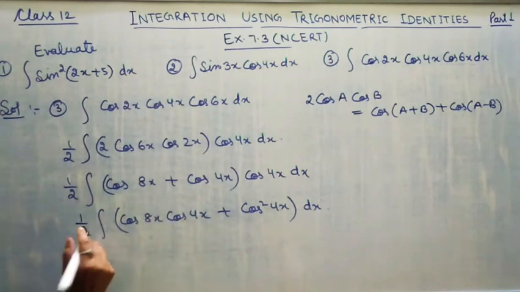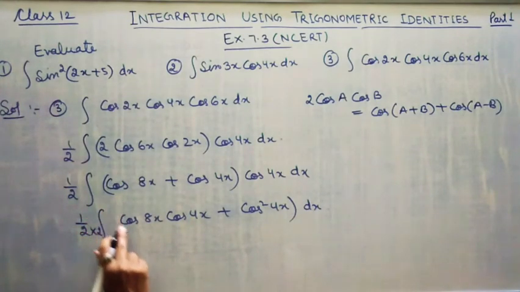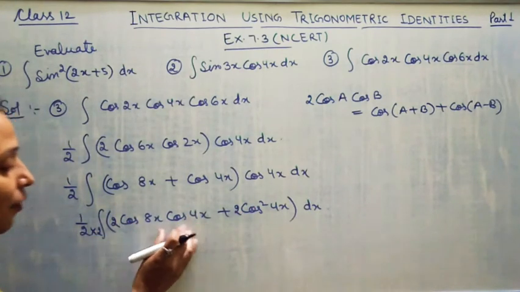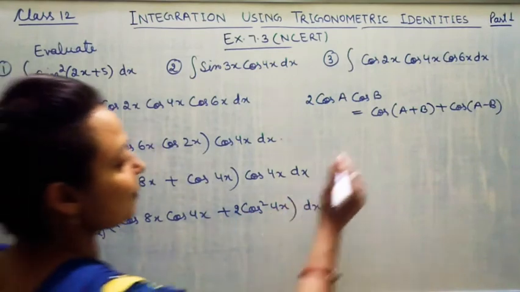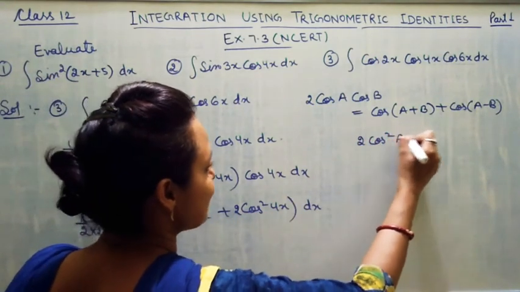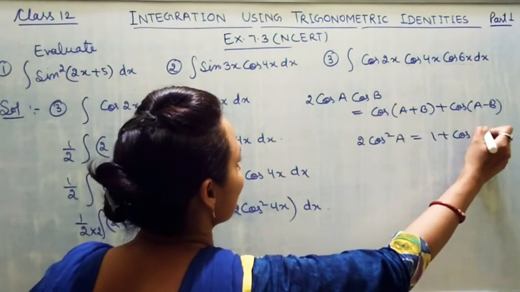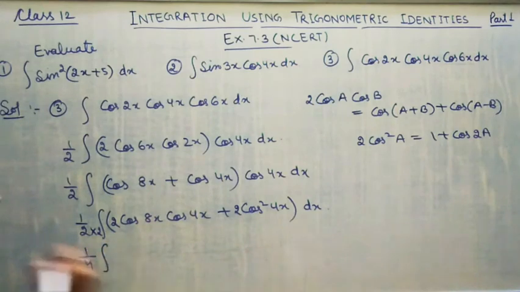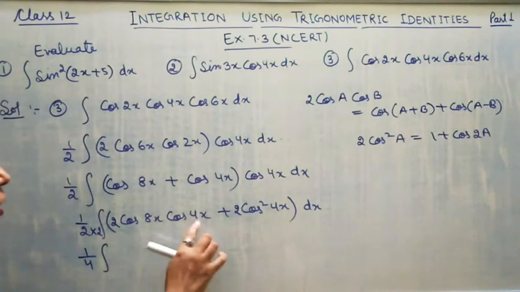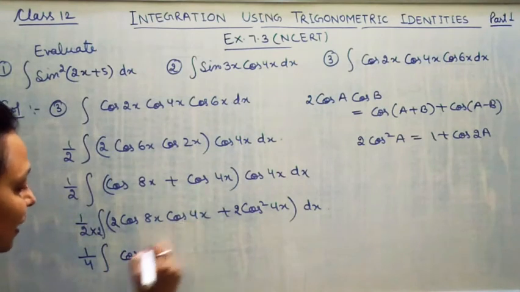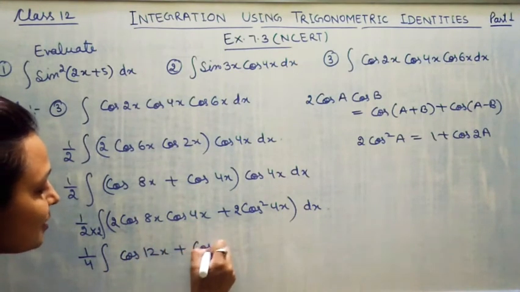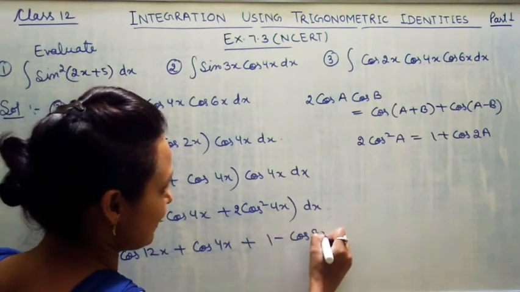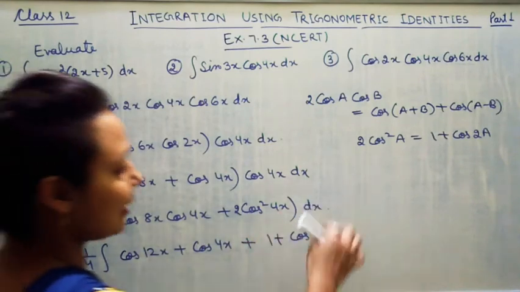Now in the next step I will again multiply by 2 with each term, so that I will get the formula in this form and this form. In this we have 2 cos square A equals 1 plus cos 2A. So I will apply this formula for the solution of this one. 1 by 4 integration of 2 cos x cos y, that is cos 12x plus cos 4x, okay, plus 1 minus cos 8x, 1 plus cos 2 times 4x, that is 8x.